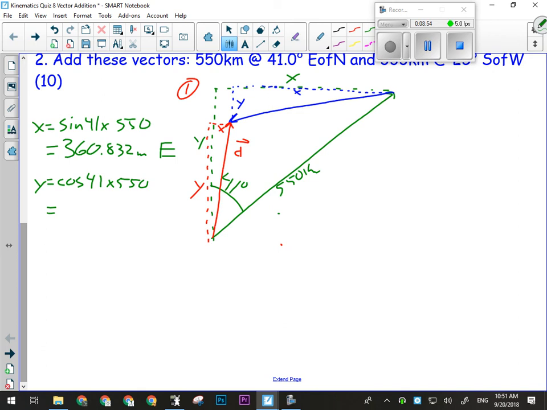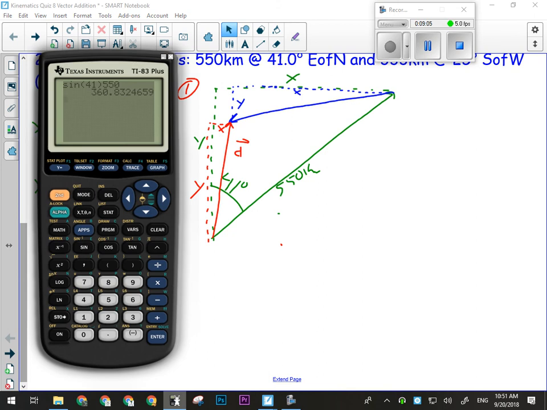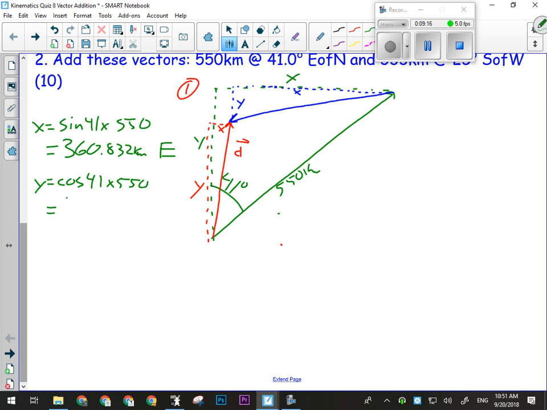Okay, and that confirms my diagram. There's no way this line could have got all the way back. Sorry, that's kilometers, not meters, kilometers. Then for Y, we've got cos of 41 degrees times 550. And it's 415.090 kilometers, and that is north. Okay, so now I've got those 2, 1 mark each for those, method mark only. They don't have to have got the numbers as long as they had the method. Not getting the numbers will hurt them later.